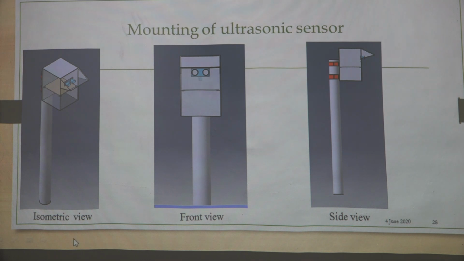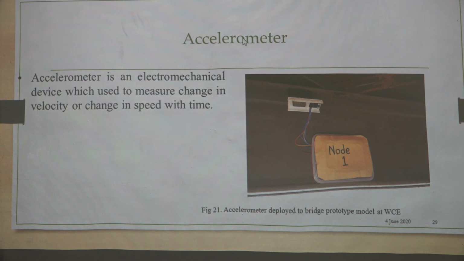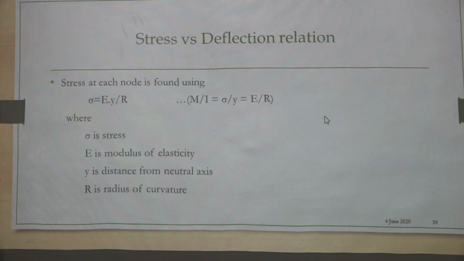We can see here the isometric view, the front view and the side view of this ultrasonic sensor, and this is the accelerometer we have deployed at our prototype model. We deployed this accelerometer to measure the acceleration at our prototype model.